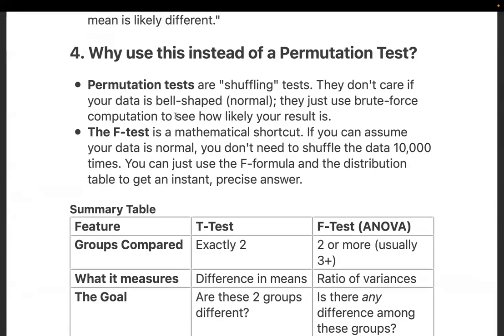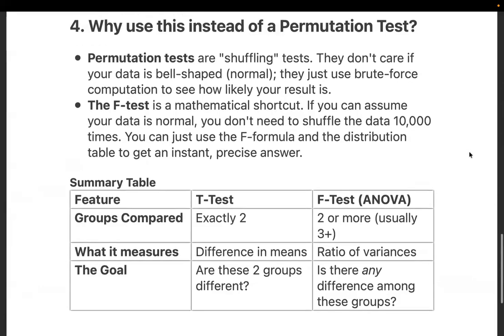They don't care if your data is bell-shaped or not. They just use brute force computation, which is computationally very intensive, of course. The F test is just a mathematical shortcut, so you don't have to do all that heavy shuffling and heavy computation.